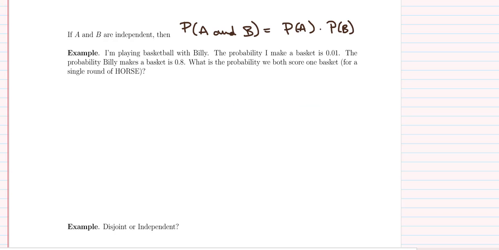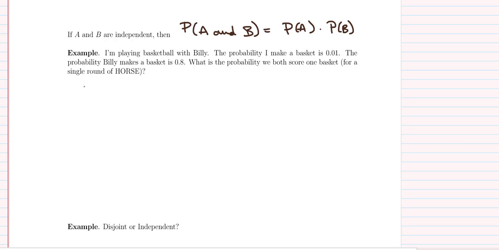So let's say we're playing horse. If you're unfamiliar with this game, you and other players take turns making baskets from specific spots on the court. You take a shot. If you miss, you get an H. If you miss again, you get an O, etc. And so the better basketball player will have fewer letters from the word horse than the basketball player who is terrible.